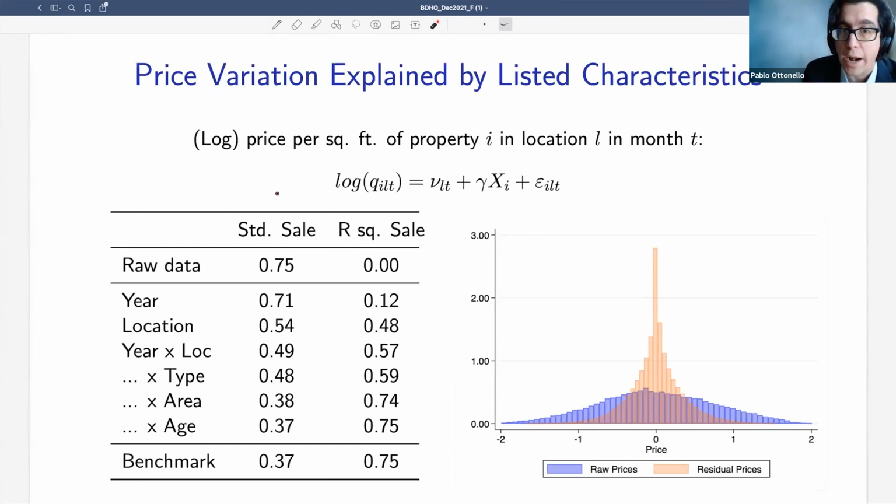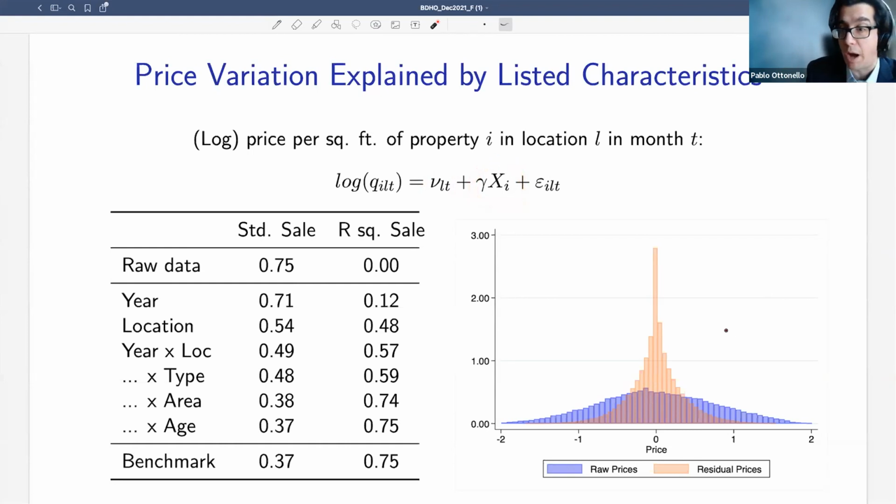So what we do then is to run a hedonic regression on the price of the property, explained by location by month fixed effects. So these are dummies for each month and for each neighborhood. So for example, think about Madrid or Barcelona, a neighborhood within each of those, and explained by observable characteristics, including the area of the property, etc.